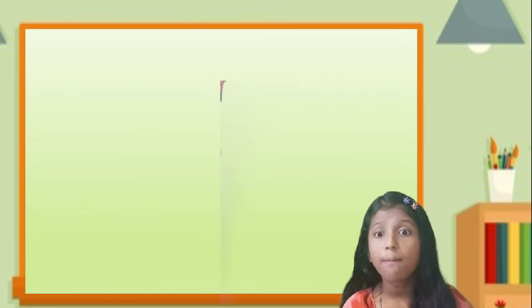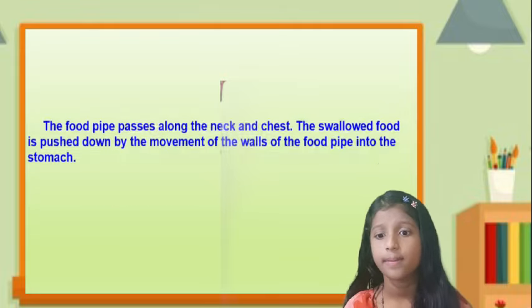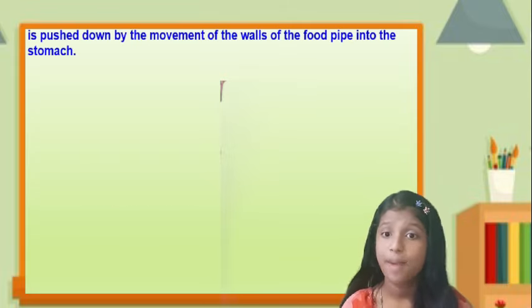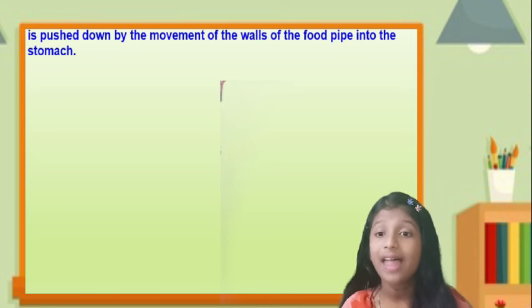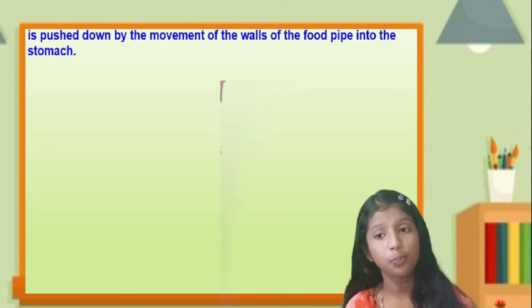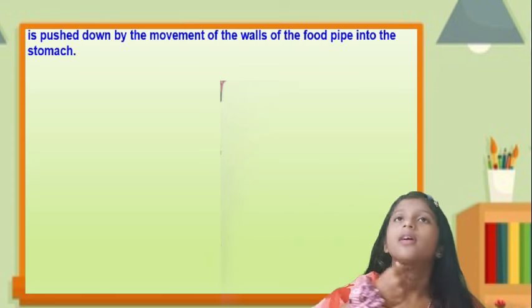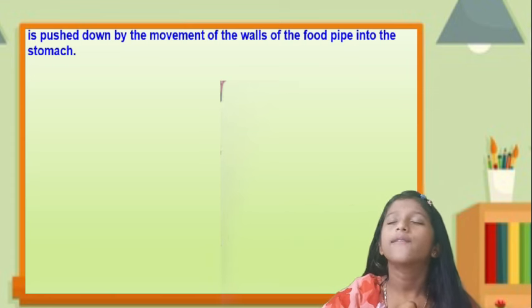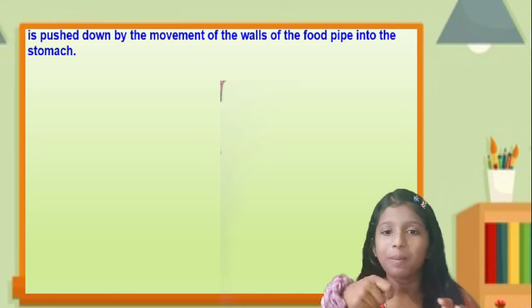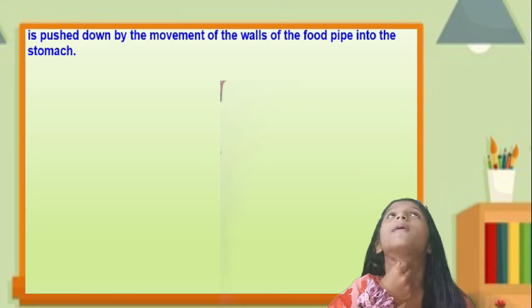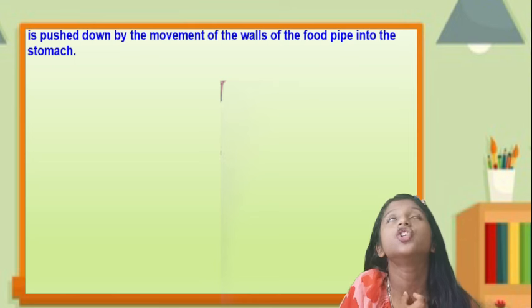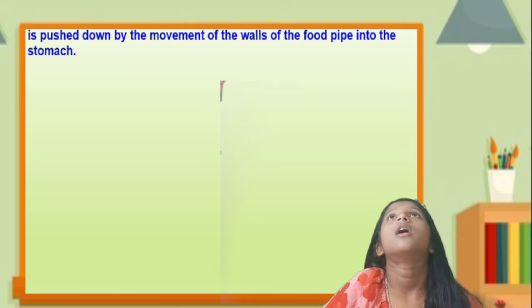The food pipe, the esophagus, is a main important part of digestion. The food pipe passes along the neck and the chest. The swallowed food is pushed down by the movement of the walls of the food pipe into the stomach. Now, hold your hand like this, and touch here. You can feel the pipe is present here, not the plumbing pipe, okay? The pipe goes till here and it is connected.